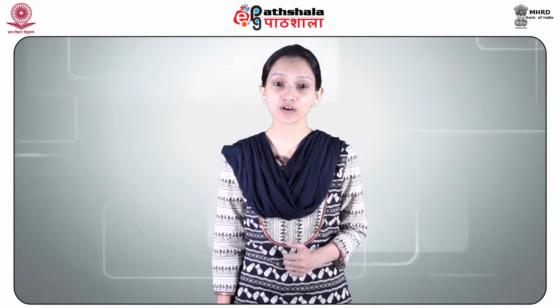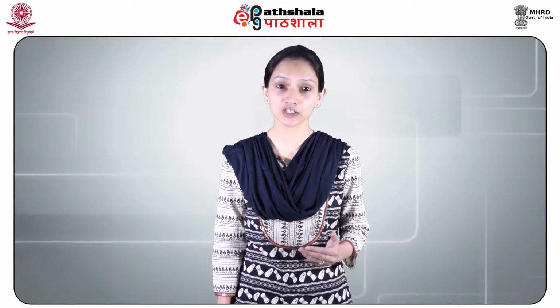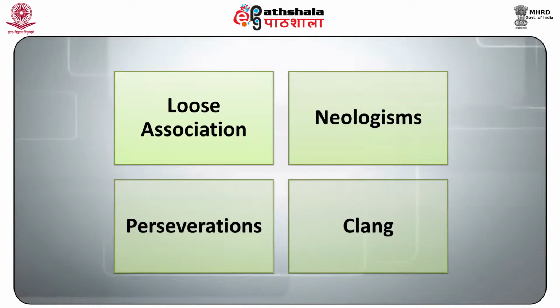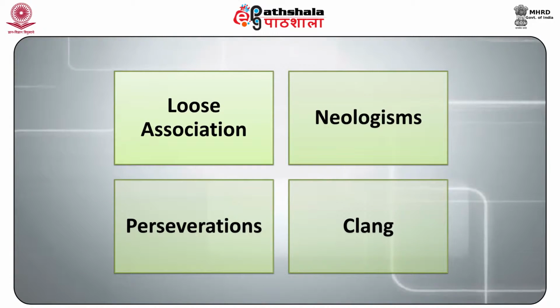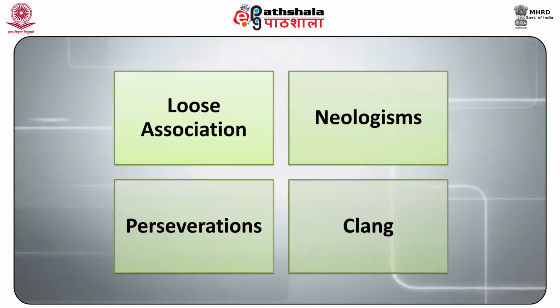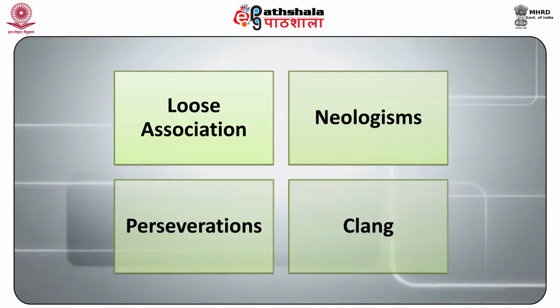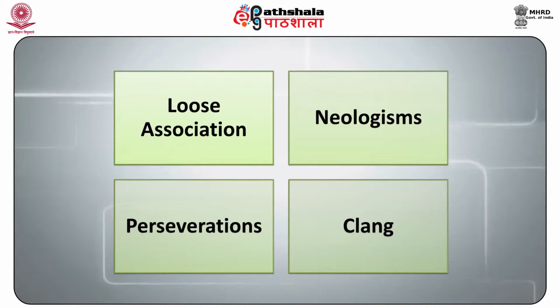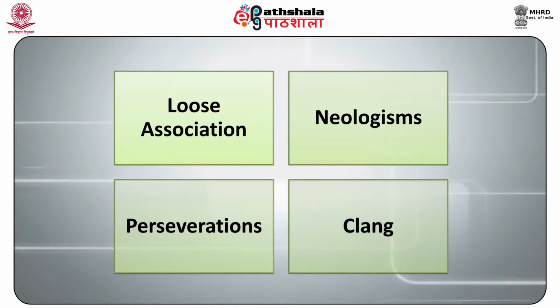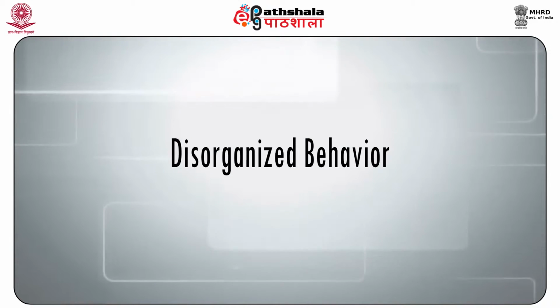Common signs of disorganized speech in schizophrenia include loose associations, quickly fluctuating from topic to topic with no association between one thought and the next. Next is neologisms, made up words or phrases that only have meaning to the patient. Next is perseveration, repetition of words and statements. Next is clang, senseless use of rhyming words. Next symptom is disorganized behavior.